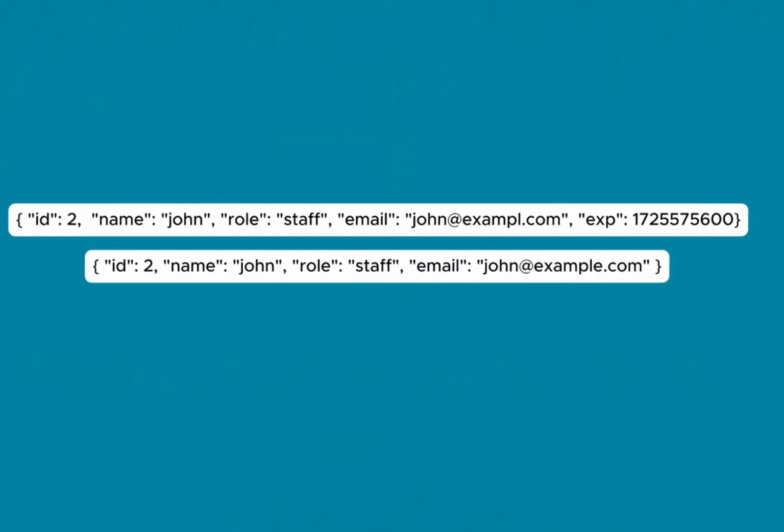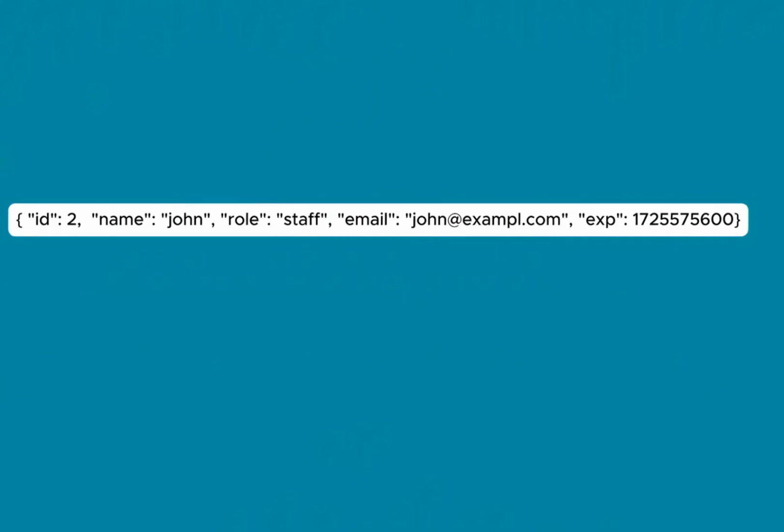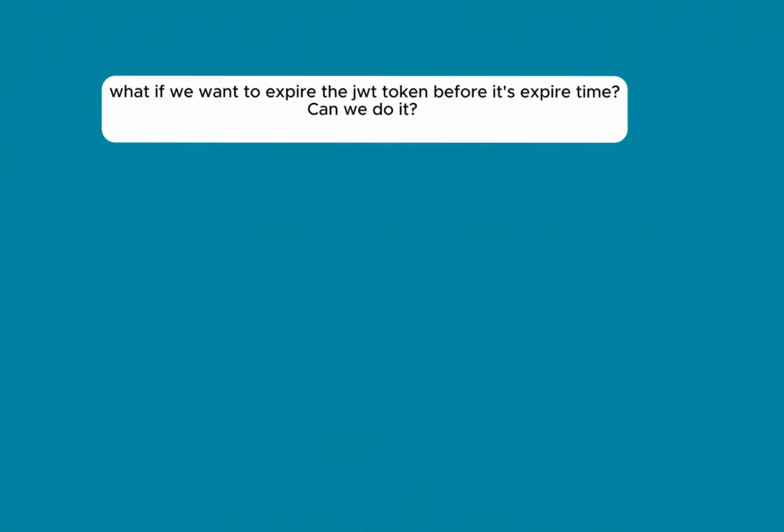JWT has an expiry time after which it becomes invalid. The expiry parameter is normally present inside the payload. While creating the token, we can customize the expiry time. Now I'm going to ask one of the most favorite questions of backend interviewers. What if we want to expire the token before its expiry time?